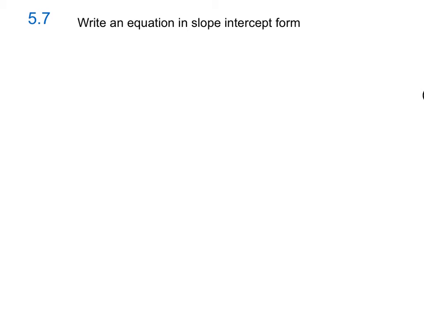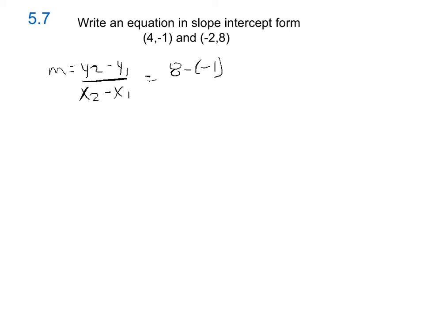In Chapter 5, Section 7, we're taught how to write an equation in slope-intercept form when given two coordinate values. So in our example problem, let's say our coordinate values are (4, -1) and (-2, 8). Our first step would be to find the slope. In order to do that, we use the equation y2 minus y1 divided by x2 minus x1. If we plug in our values, we find that our simplified slope would be -3/2.